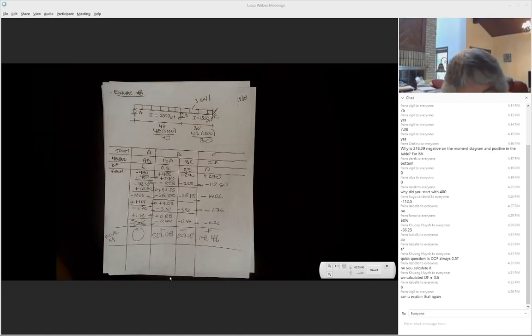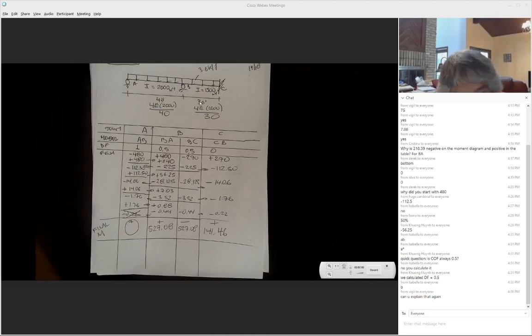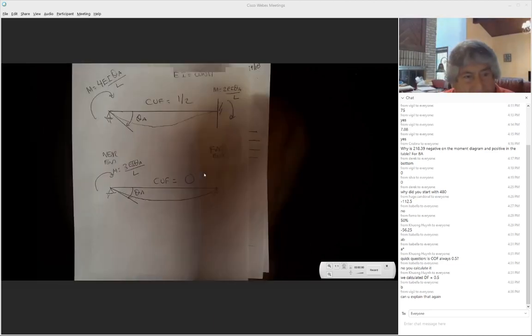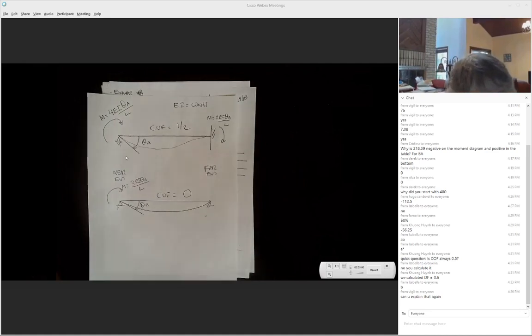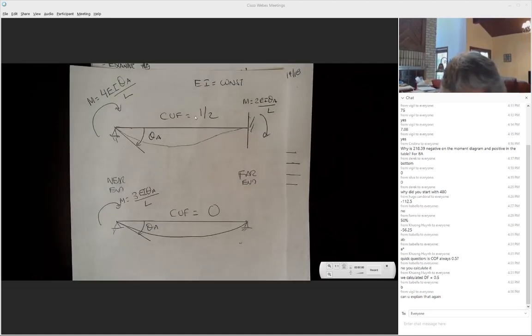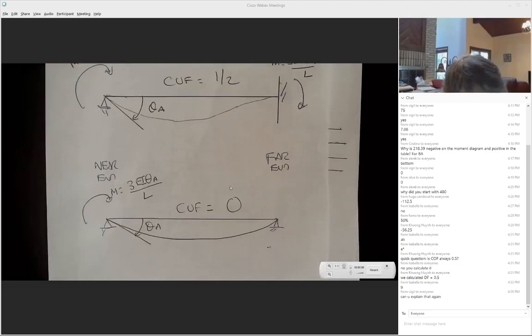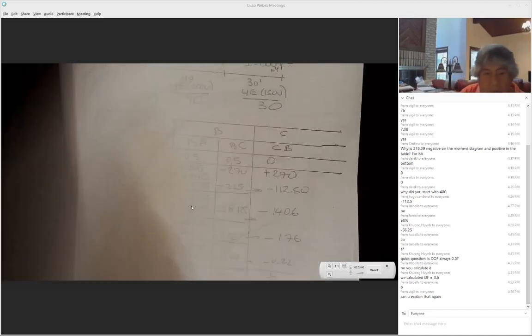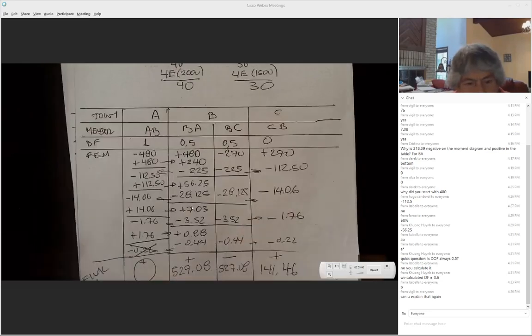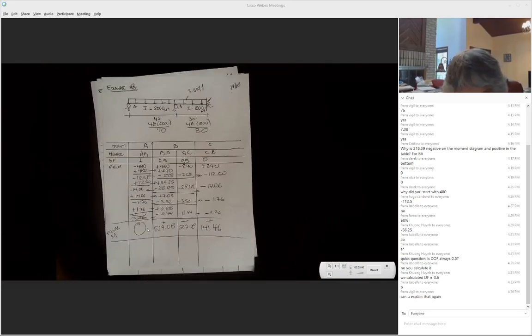We wasted a lot of time to solve this problem because I considered 4EI and 4EI. Whenever I consider 4EI indirectly, I'm saying that I had this condition, 1/2. When I modify the stiffness, I have 0 in here. So we wasted time going back and forth to end up with 0.